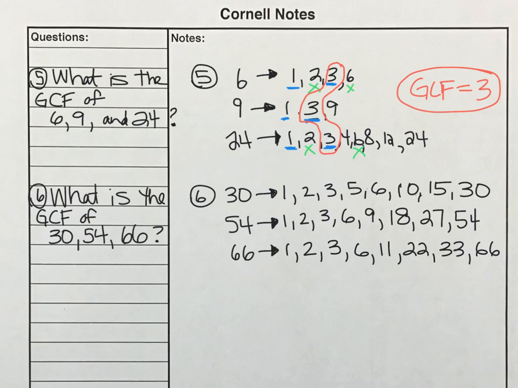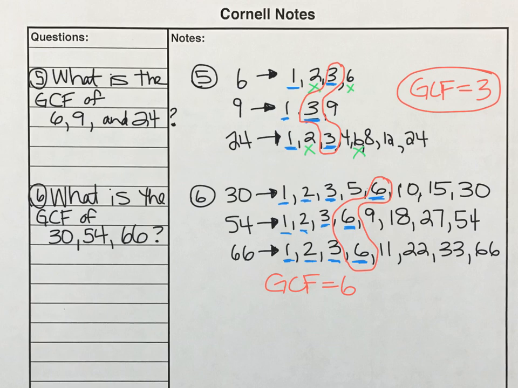Now let's identify all the factors they have in common. They all have 1, 2, 3, 6. Anything else? I don't see anything else either, which means the last number that I underlined in each list is their greatest common factor, which in this problem is 6.